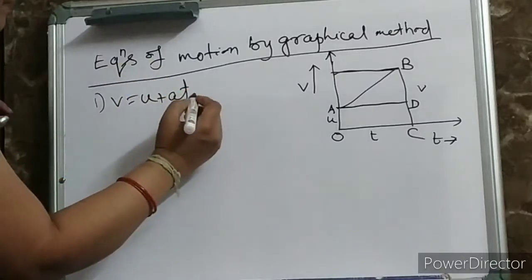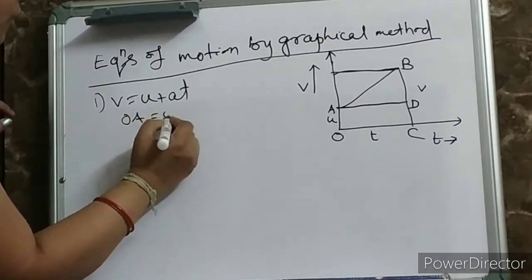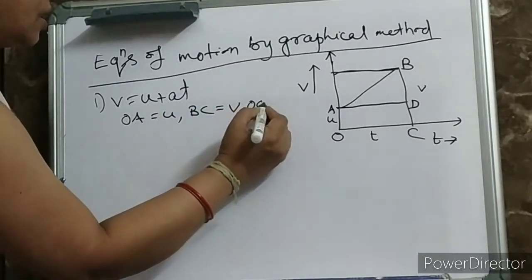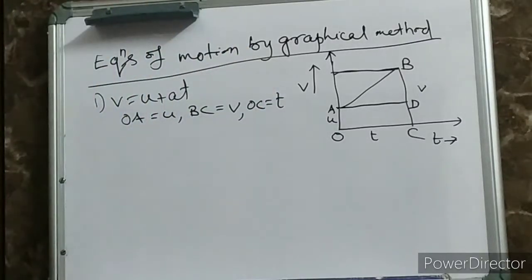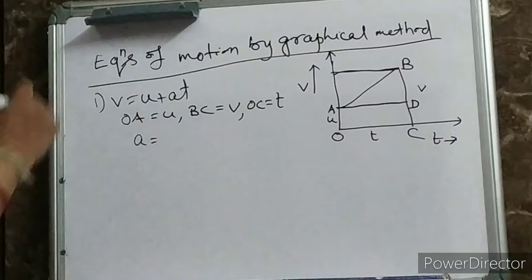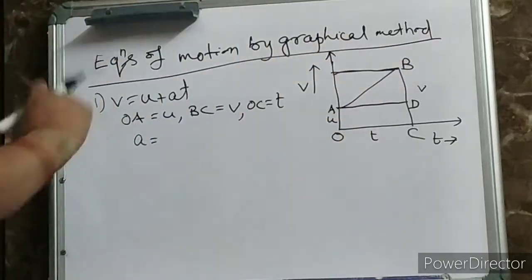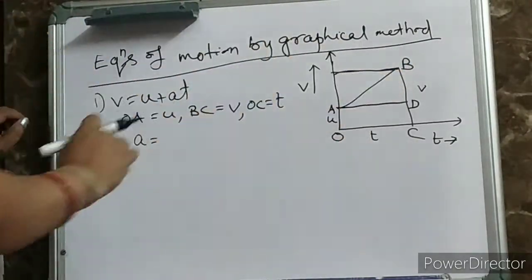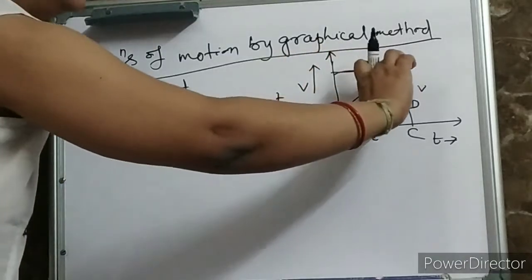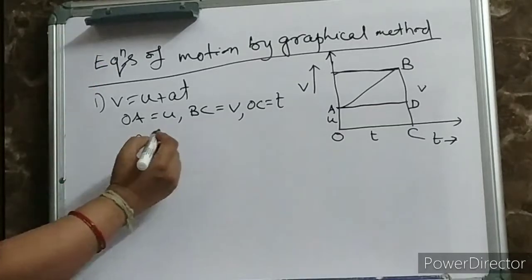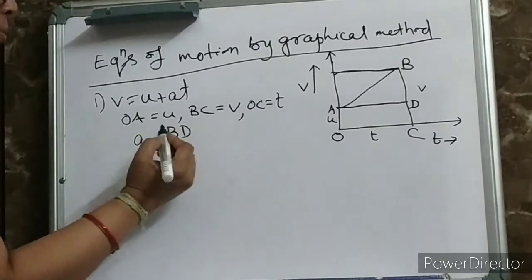So OA is equal to U, BC is equal to V, and OC is equal to T. This much data we now got from our graph. Now tell me how to calculate A. A is nothing but the slope of the graph. So how to calculate the slope of this AB? y2 minus y1 divided by x2 minus x1. That also I have discussed. If you have not seen, please go through those videos.